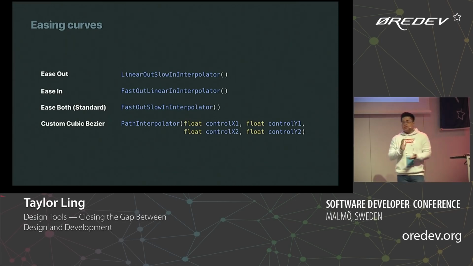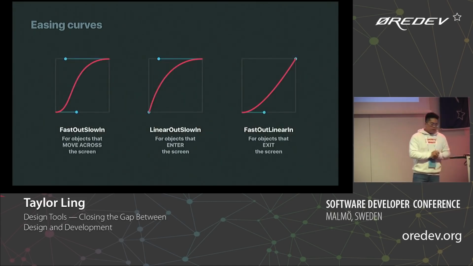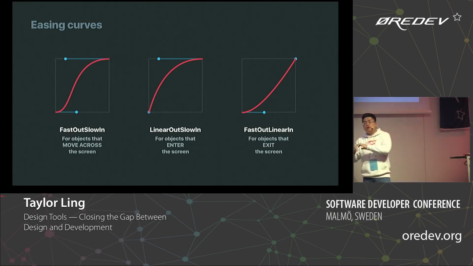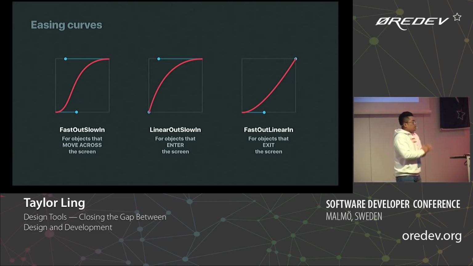And of course, animations are not just moving from point A to point B. There's also some easing curves that the developers should always use. There are things called linear out slow in, fast out linear in, and fast out slow in. This is for Android, of course. Some of the tips that we've been using are also covered in the Material Design guideline. It's very simple, because most of the time for animations, it's about whether the element is already on the screen or not. If an element is already on the screen and moving from point A to point B, we use fast out slow in. If something is coming from the outside onto the screen, we use linear out slow in. And for objects that exit the screen, we use fast out linear in.